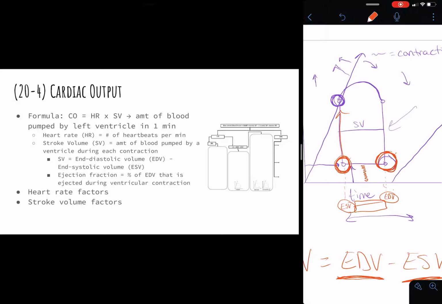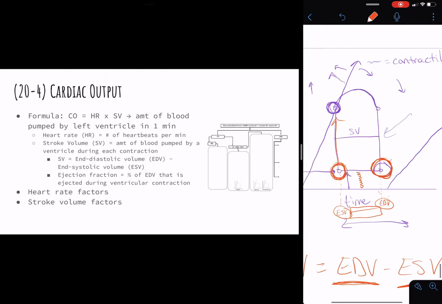Ejection fraction we talked about, and that is this value right here. This is going to be the percent of the end diastolic volume that's actually ejected out during a ventricular contraction.